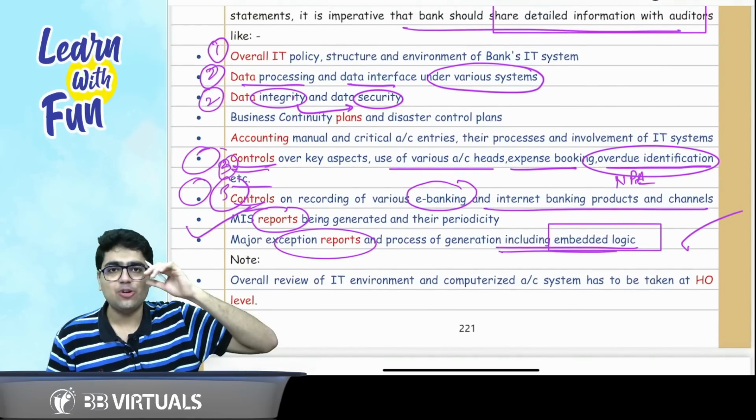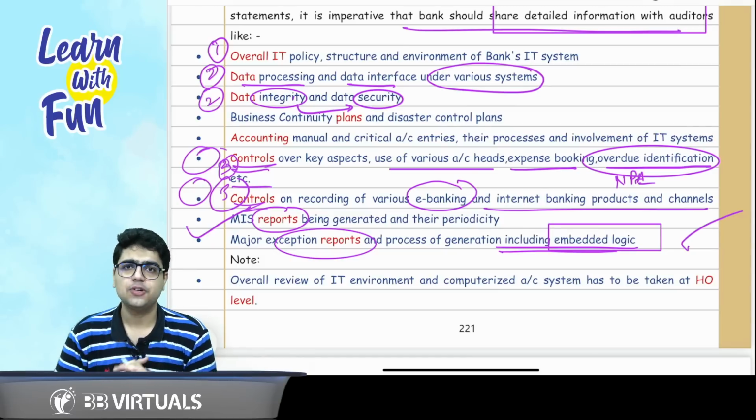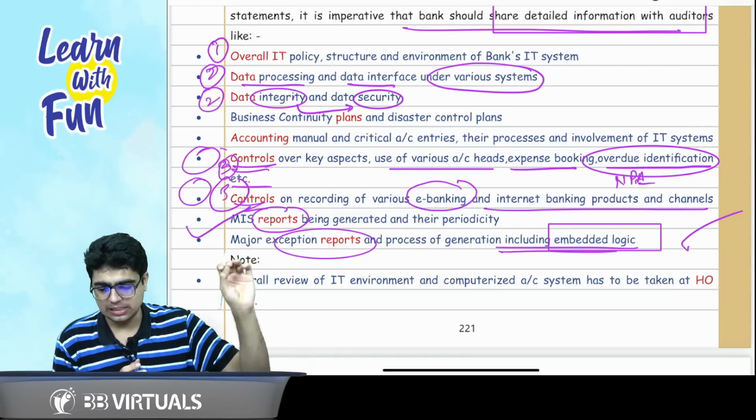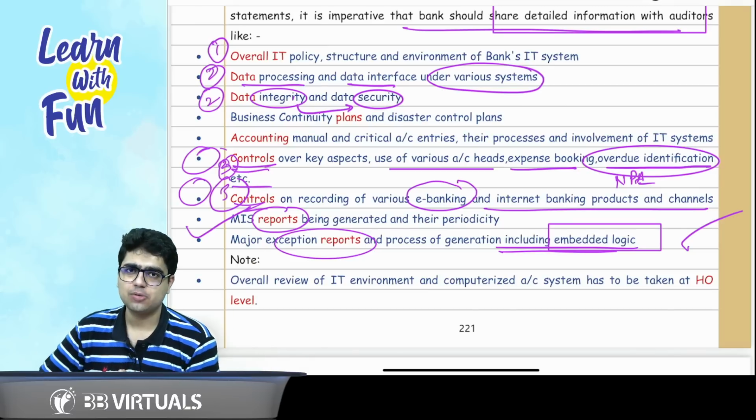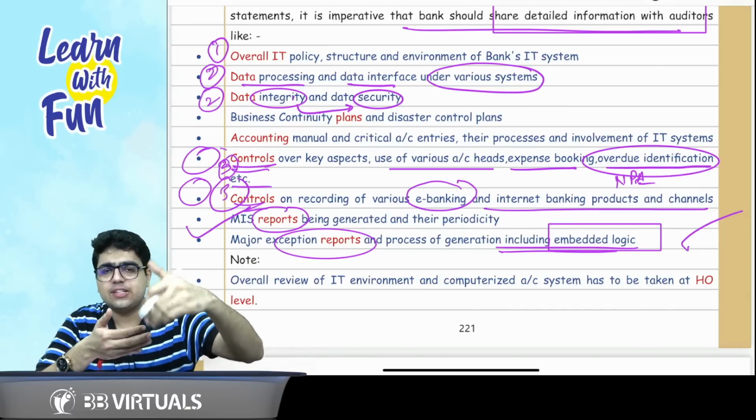First point, overall IT policy structure of the bank. Second point, data interface and data processing. Once you have seen the interface, you process the data. Say it with me: once you have seen the interface, you process the data.